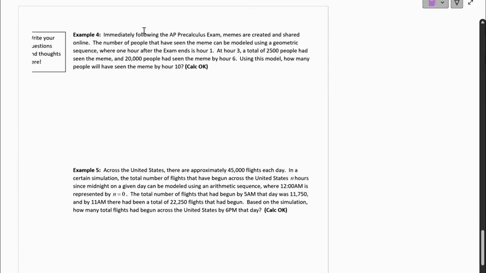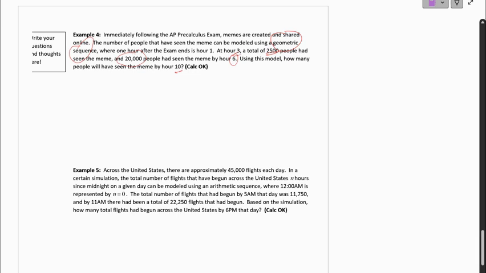Example 4: immediately following the AP Precalculus exam, memes are created and shared online. The number of people that have seen the meme can be modeled using a geometric sequence, so let me circle that because that's important. Where 1 hour after the exam ends is hour 1. At hour 3, a total of 2,500 people had seen the meme and 20,000 people had seen it after hour 6. Using this model, how many people will see the meme by hour 10?